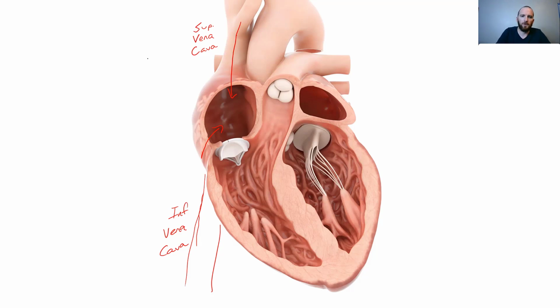And so all of that blood that's coming back is deoxygenated blood, right? Because it just delivered all that oxygen out to the tissues, out to the body, out to your fingers, your toes, everything else, right? So it delivered all the oxygen and it picked up all of the carbon dioxide. So it's high carbon dioxide, low oxygen blood that's coming back to the heart.